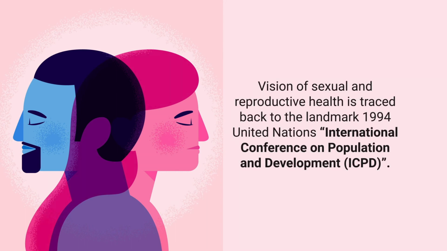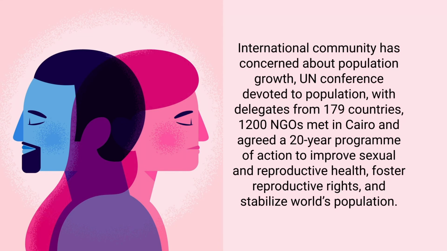The vision of sexual and reproductive health is traced back to the landmark 1994 United Nations International Conference on Population and Development, that is ICPD. The international community had concern about population growth. Therefore, the UN devoted this conference to population, with delegates from around 179 countries and more than 1,200 NGOs meeting at Cairo and agreeing a 20-year program of action to improve sexual and reproductive health, foster reproductive rights and stabilize the world population.